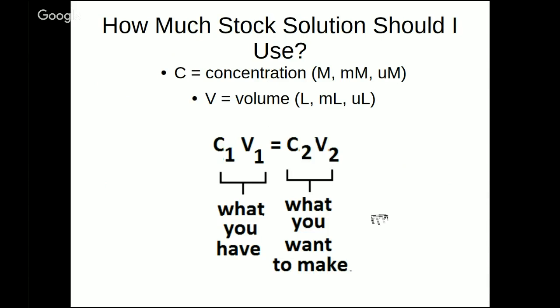Now when I work with the C1V1 equals C2V2 formula, I think of one side as being what I have already. So C1 is going to be the concentration of my stock solution. V1, I don't know. That's the volume of stock solution that I want to use to make my other solution. So I don't know how much to use. That one's going to be an unknown variable. The C2 side is what I want to make. So C2 is the concentration of the solution I want to make, and V2 is the volume, the amount of that solution that I want to make.